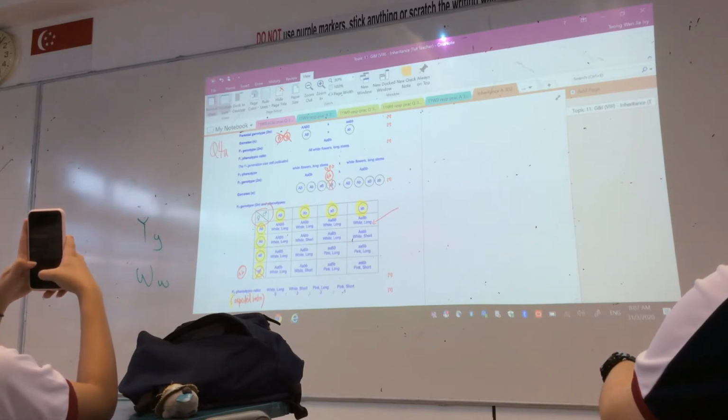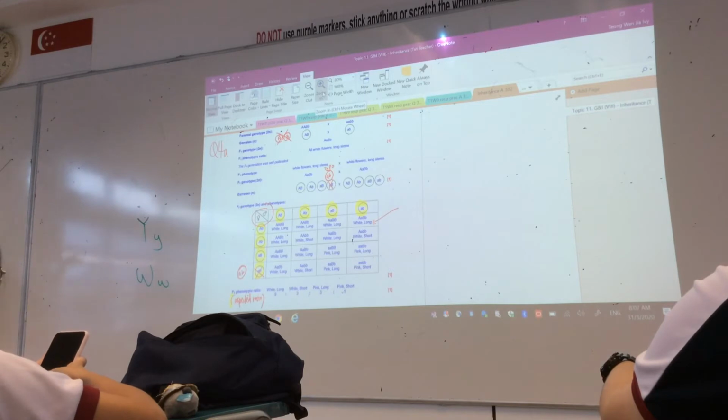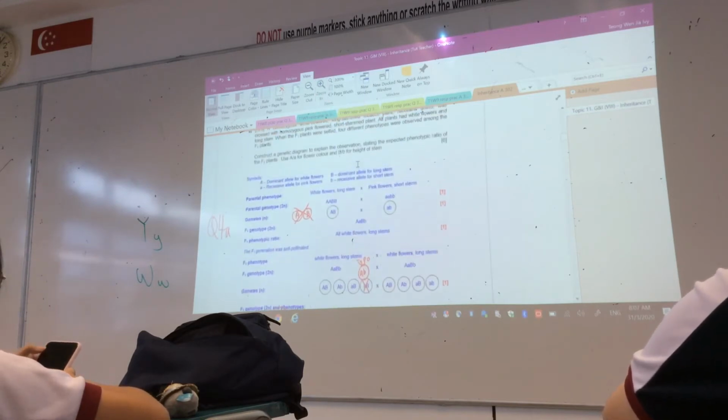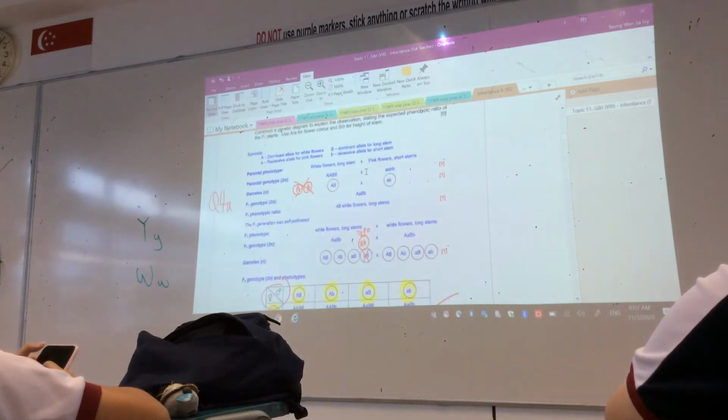Still have the symbols. Have you all written down the marks scheme? You have to know where the marks are.